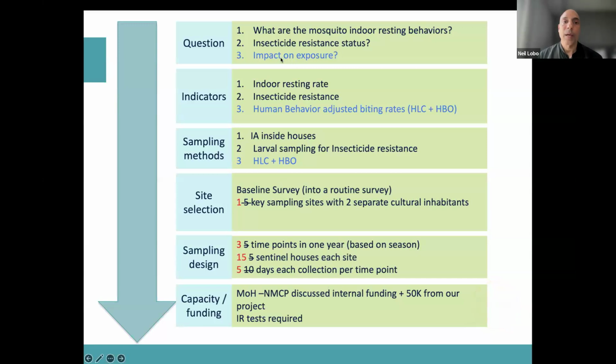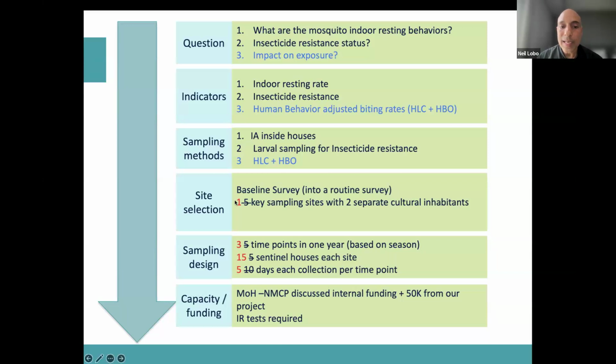That's what we decided on. Now, please note the ones in blue, we were already approved to do through the HLCs, through the previous question on bed nets. So technically, please note we can answer multiple questions with the same indicators, with the same sampling methods. So the blue on this was not included in the budget for the IRS because we were already doing it, and we can use that data for this if we use the same sites. And that's exactly what we did.